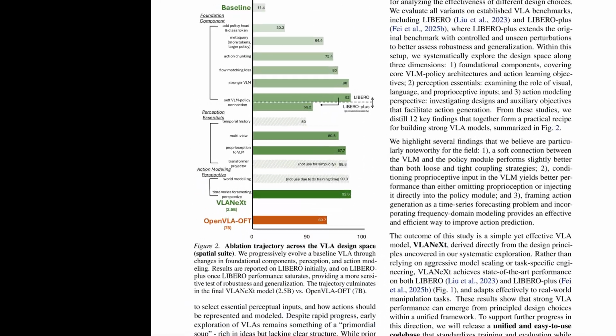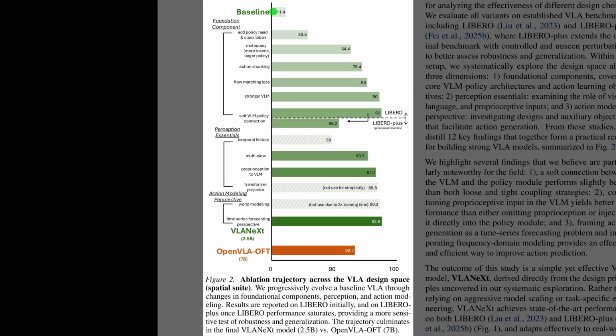Well, Figure 2 reverse engineers that success by plotting the ablation trajectory from a basic setup to the final model. The chart divides the process into 3 phases: foundation components, perception essentials, and action modeling. Initially, the baseline starts at just 11%, but adding action chunking and a stronger VLM backbone quickly pushes performance to 90%. At the dotted line, they switch to the harder Libero Plus benchmark to test generalization. Here, adding multi-view inputs helps the model recover, culminating in the final VLANeXt model at the bottom, which clearly outperforms the larger OpenVLA baseline shown in orange.